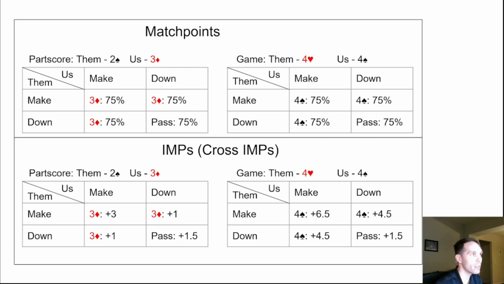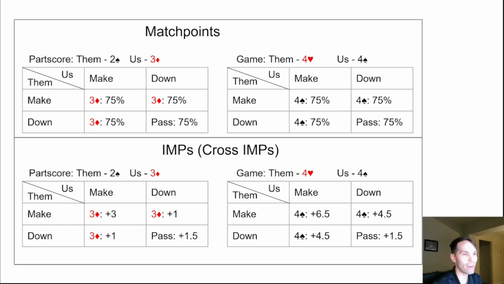The values inside the cells in our charts are going to represent the best action for us to take. So in the top left, the part score deal at match points, when both sides are making the contract, it is correct for us to bid 3 diamonds. And because we assumed half the field was bidding 3 diamonds and half the field was passing 2 spades, we would score 75%. If you take a look across the 2 match point tables, you'll notice this concept that the best action results in a 75% board every time.